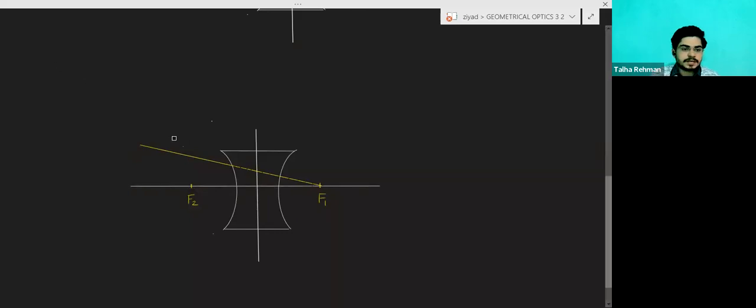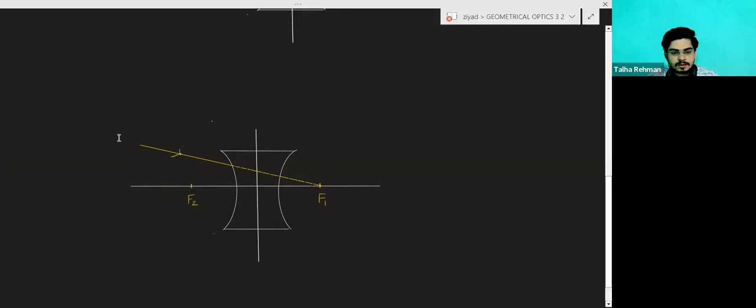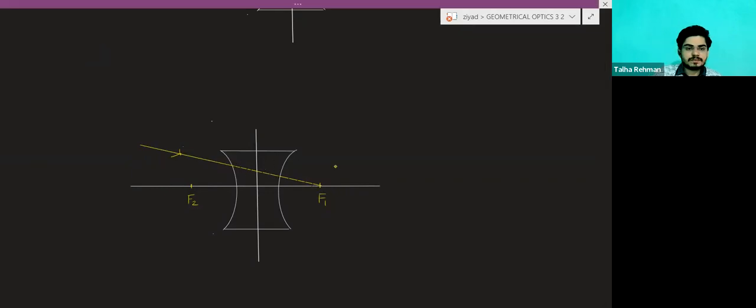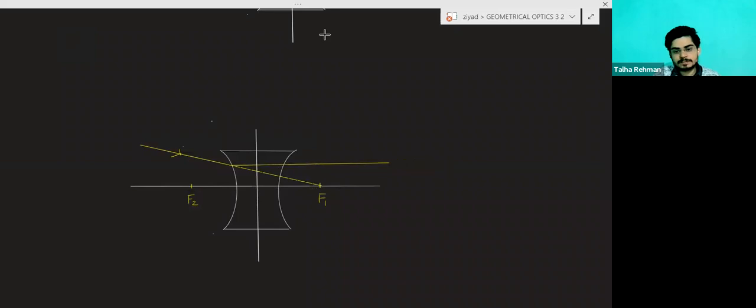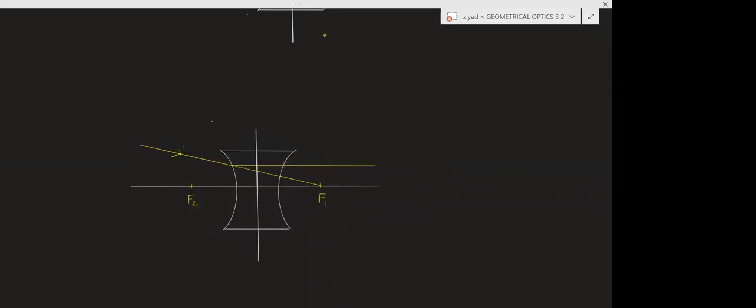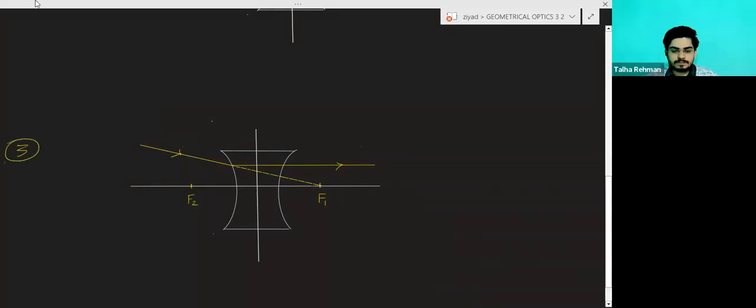So if this ray of light is going towards F2, after passing from the lens, it will become parallel to the principal axis. Okay. So these are the three rules in case of the concave lens.